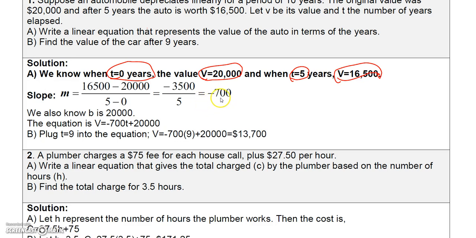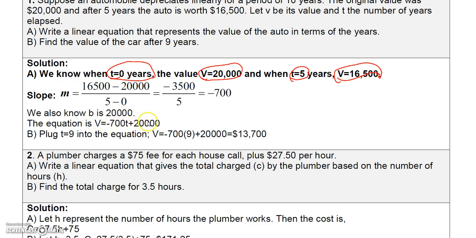Now, one other thing I want you to remember here, remember when the X value is 0, the corresponding Y value is the y-intercept, or the B value in our formula. Well, here we know that when t is 0, the value is 20,000. So this 20,000 is like the B in the formula, because this is like the y-intercept. Now technically it's the v-intercept, but it is like the y-intercept. So now we know the slope is negative 700, and we know that B is 20,000.